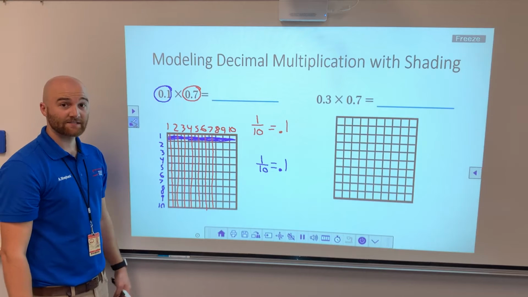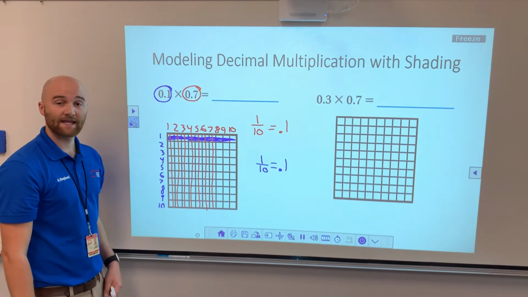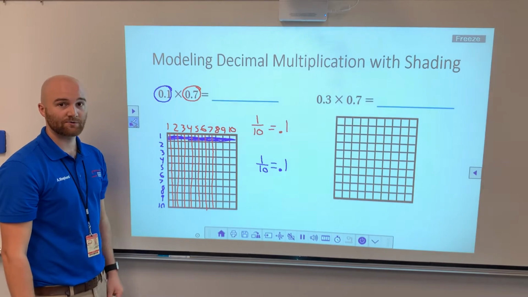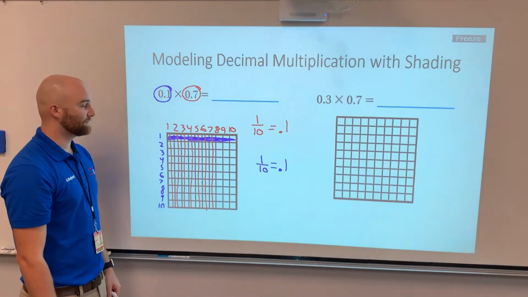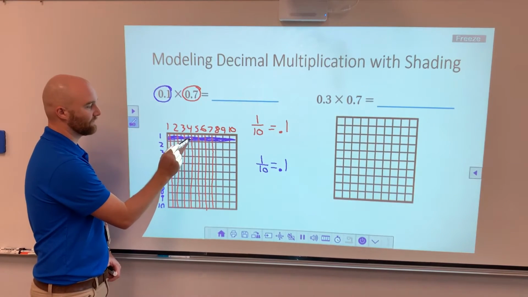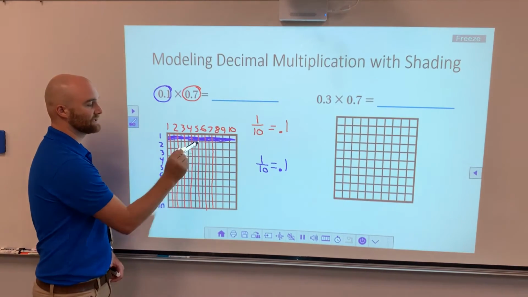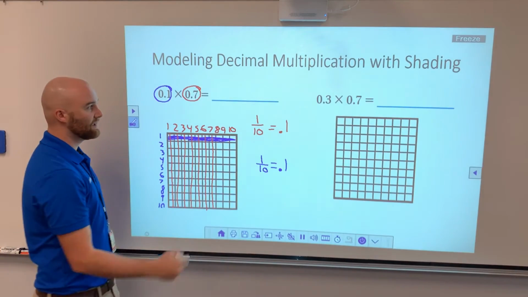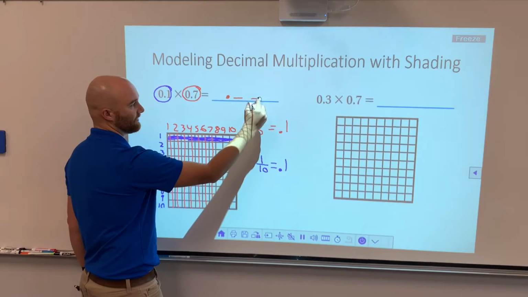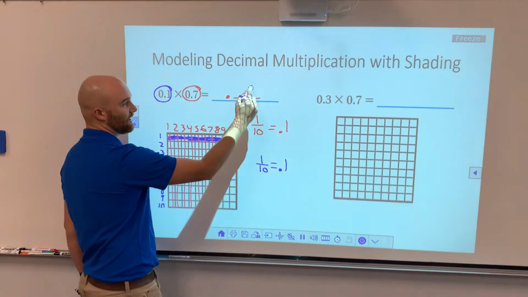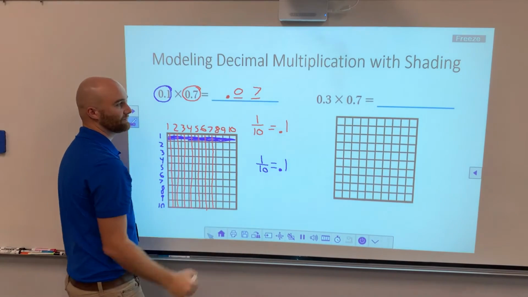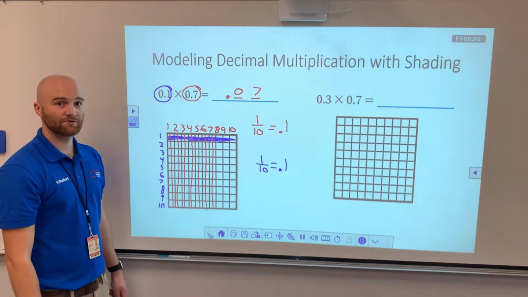To find our answer is actually really simple. All I do is count up how many of those little baby hundredth squares are double shaded. There are 1, 2, 3, 4, 5, 6, 7 that are double shaded. That means that I have 7 hundredths. To write my answer, I'll find the hundredths place, I'll put in a 7, and then I'll put in a 0 to hold my place. My answer is 7 hundredths.